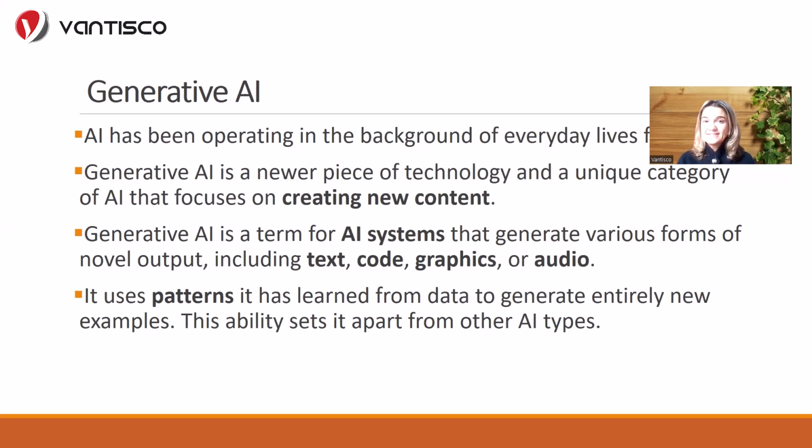How does it work? Generative artificial intelligence uses patterns it has learned from data to generate new output. And this ability makes it different and sets it apart from other AI types. So by now, we know that we are already using artificial intelligence, and we will see how we're going to use generative artificial intelligence in this session.